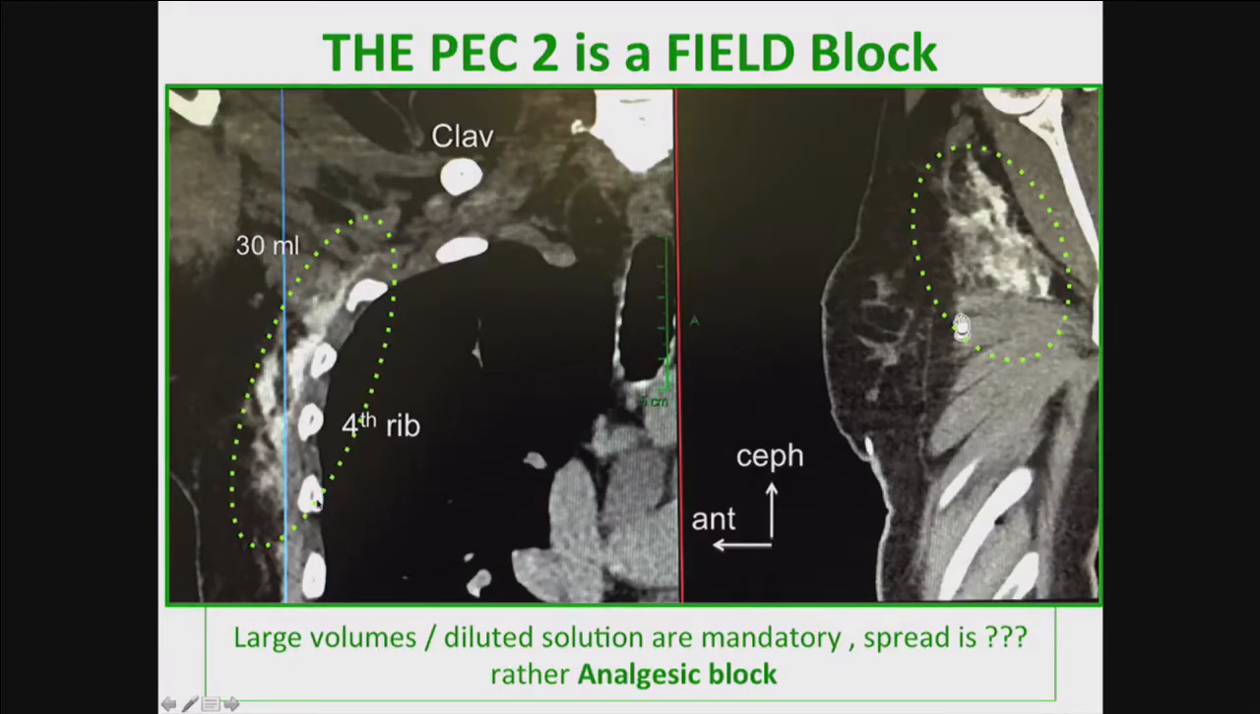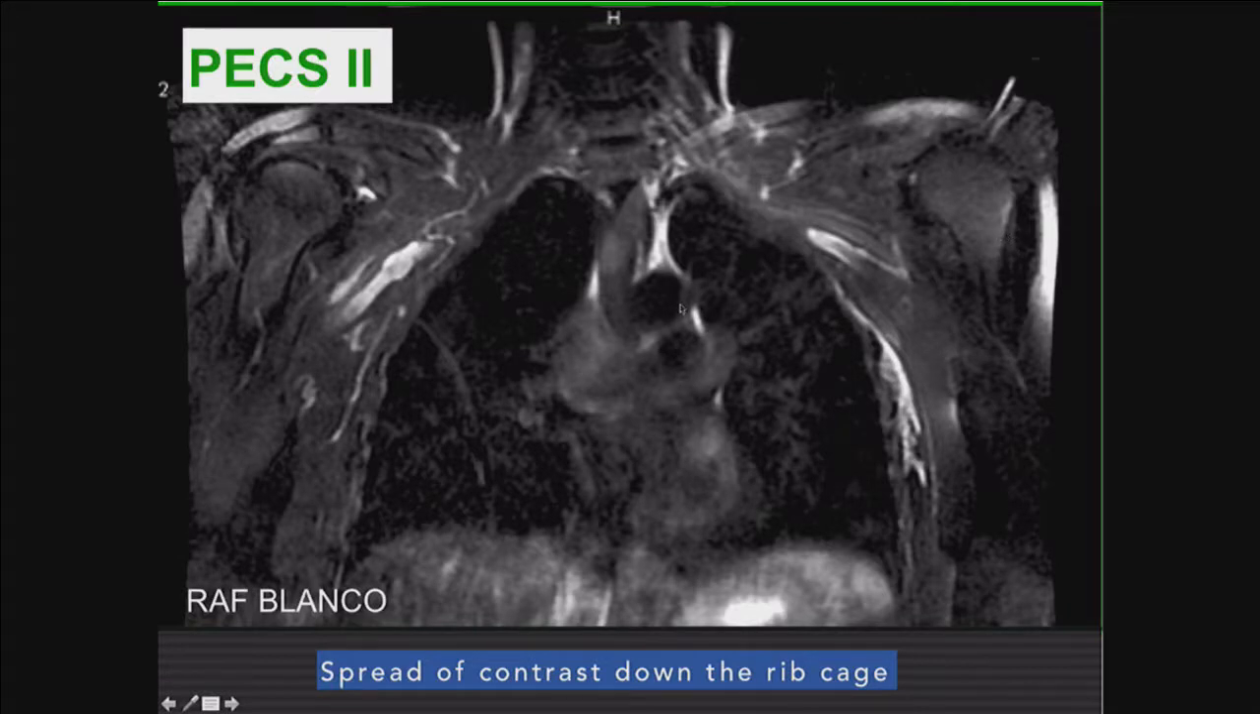On the other hand, as I show you, the PEC2 is a field block, a plain block. You see that the spread is located here, just behind the pectoralis minor, and that with 30 ml, you cover several levels, exactly what you want. This is a slide of Rafa. He gave it to me a few years ago already, and you have exactly the same spread here.